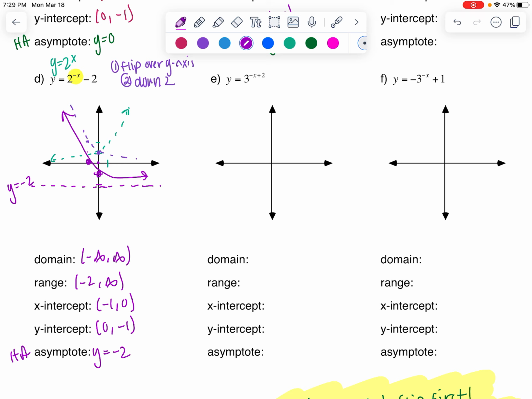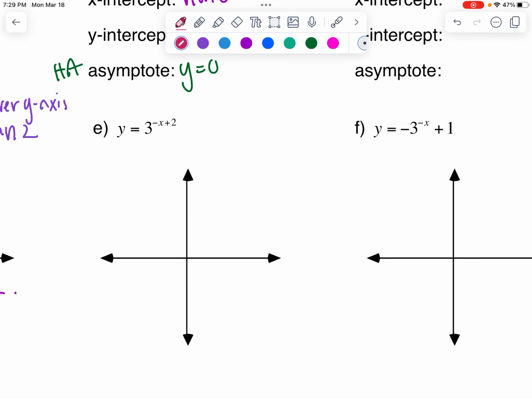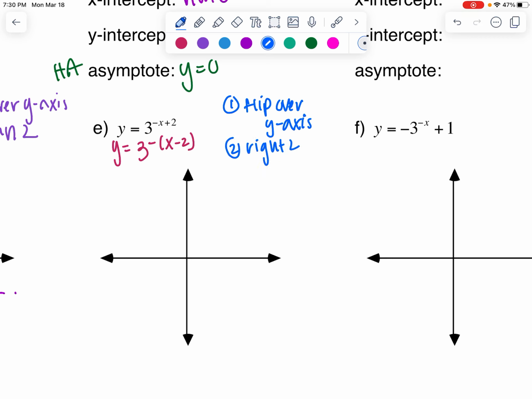Part E, this is when we might have to do some factoring. We see that binomial, and it's a rule of thumb that if there's a negative attached to it, we do have to factor it out. So I'm going to go ahead and rewrite this one. We're dealing with y is equal to 3 to the negative quantity, factoring out the negative, it becomes x minus 2. And now we can see what we're going to be doing to our graph. So this one, we're going to flip over the y-axis, and then it looks like we're going to go right 2.